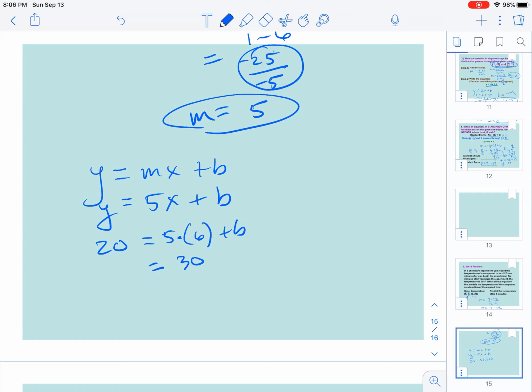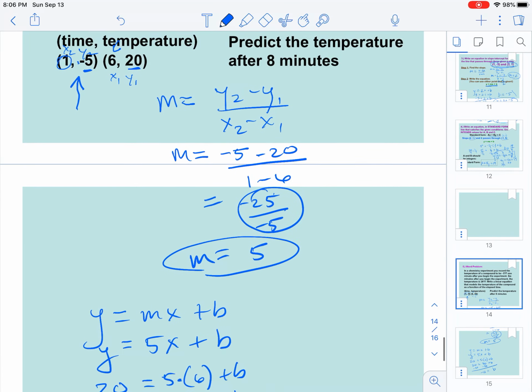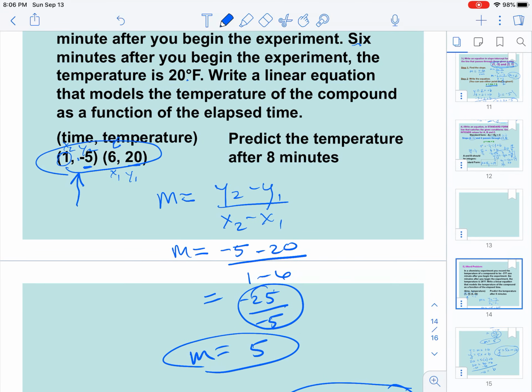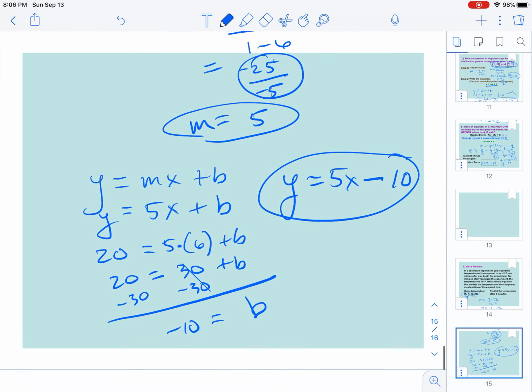Well, 5 times 6 is 30. So if I subtract 30 from both sides, it looks like my value for b is going to be, 20 minus 30 is -10. So what I end up with is an equation y equals 5x minus 10. That is the equation that describes the temperature rising in this experiment. And we're just going to write a linear equation that models the temperature, and so we did that.